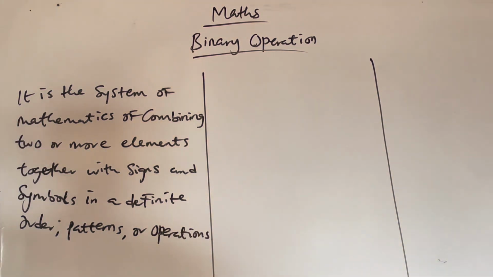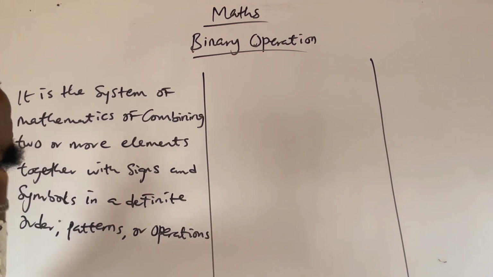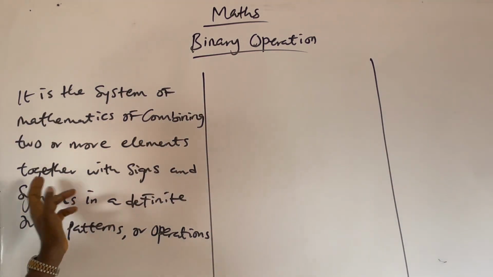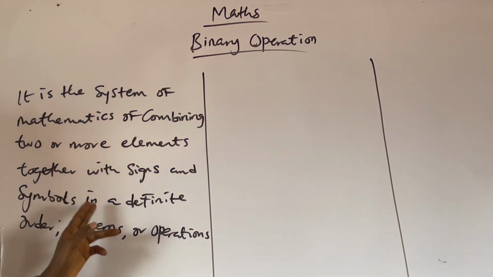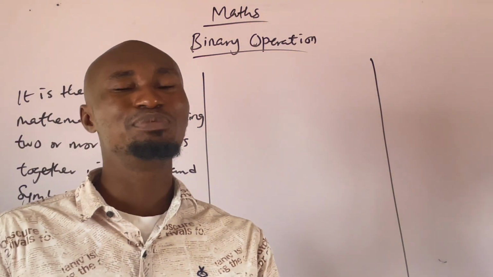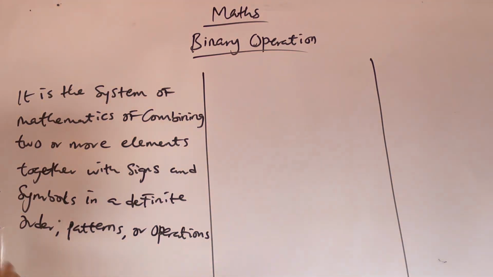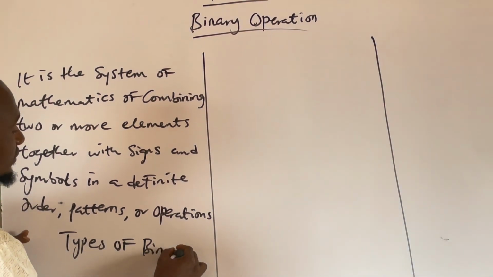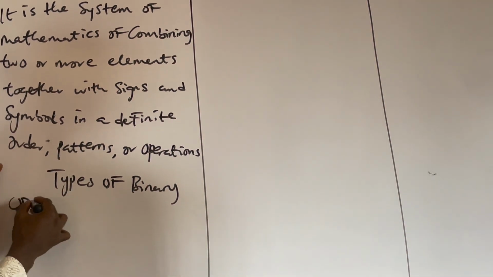Okay, let me recap on this. I said binary operation is the system of mathematics of combining two or more elements together with signs and symbols in a definite order or patterns or operation. Did you understand? So now we have four types of binary operation. I want to go very in depth in this video. I want to go straight to the point. We have four types of binary operation.